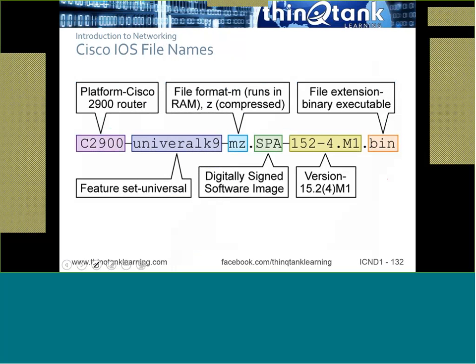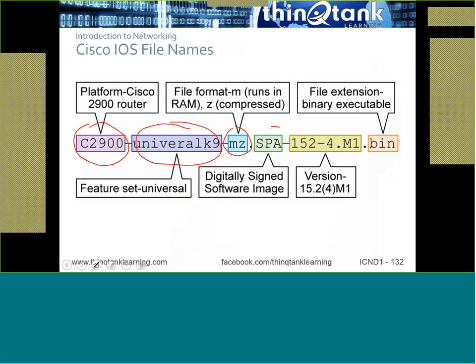The last thing we'll talk about, literally the last slide I believe in this, is how are files named with Cisco? Because you'll see they have pretty long file names. C2900, that's the model or the platform. The feature set. Does it support voice? Does it support security? Does it have cryptographic functions? MZ is the format of the file. In this case, it is compressed.